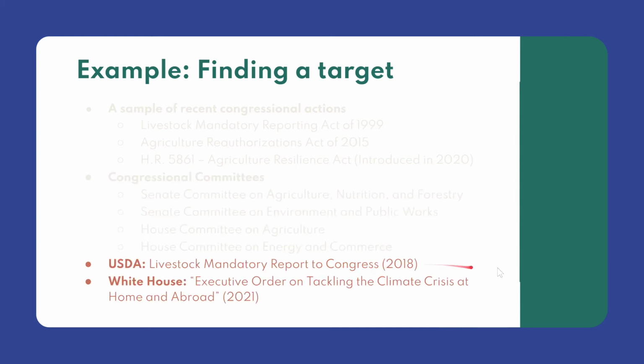In terms of federal agencies and the White House, we can look at a report that the U.S. Department of Agriculture put out in 2018. You can also look more recently at what the Biden administration put out regarding the executive order on tackling the climate crisis at home and abroad. Those are all relevant to this issue of reducing meat consumption.